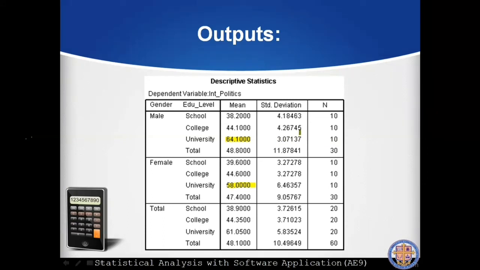Ano yung mas scattered, more spread from the mean? Ito. Yung college, kumbaga mas iba-iba yung kanilang interest in politics, magkakalayo yung kanilang scores. So, in female, the higher variation or higher standard deviation is the university, with the standard deviation of 6.46.